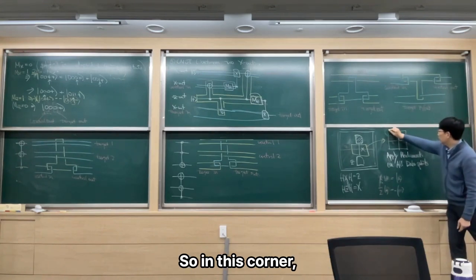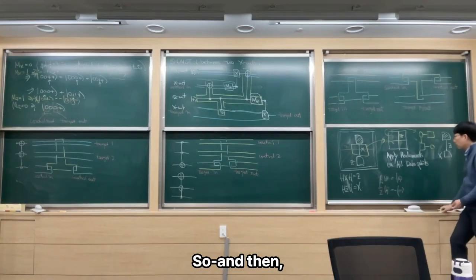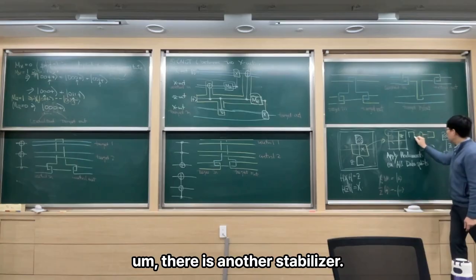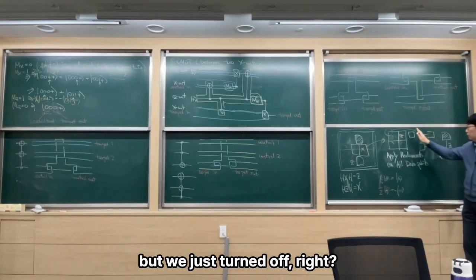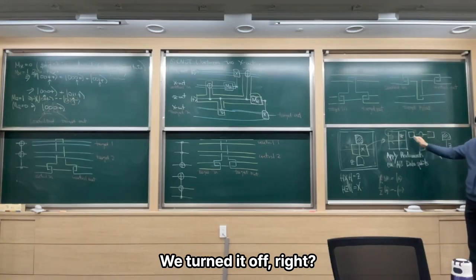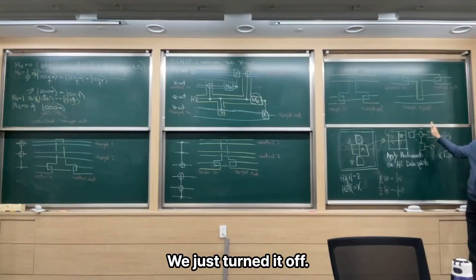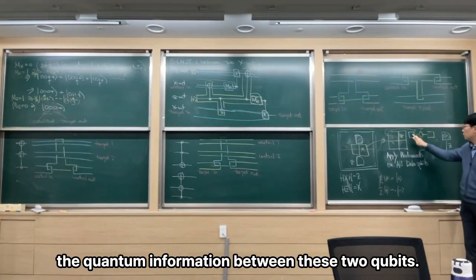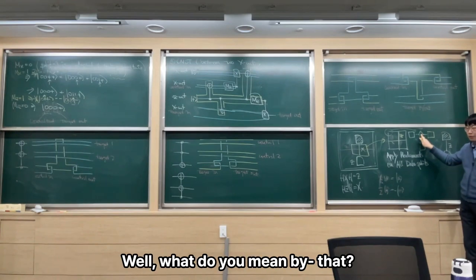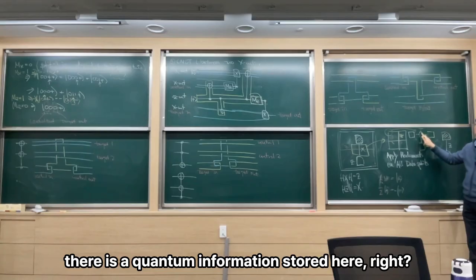on this corner here. So on this corner, what happens is you have a data qubit and you have a stabilizer qubit, and so on. And then there is another stabilizer. I mean, there is a qubit right next to this corner, but we just turned it off, right? And there is another qubit right above this data qubit. We just turned it off, but the qubit is there. So what we do is we exchange the quantum information between these two qubits. Or what do you mean by that? Okay, so there is quantum information stored here. There is quantum information stored here, right?